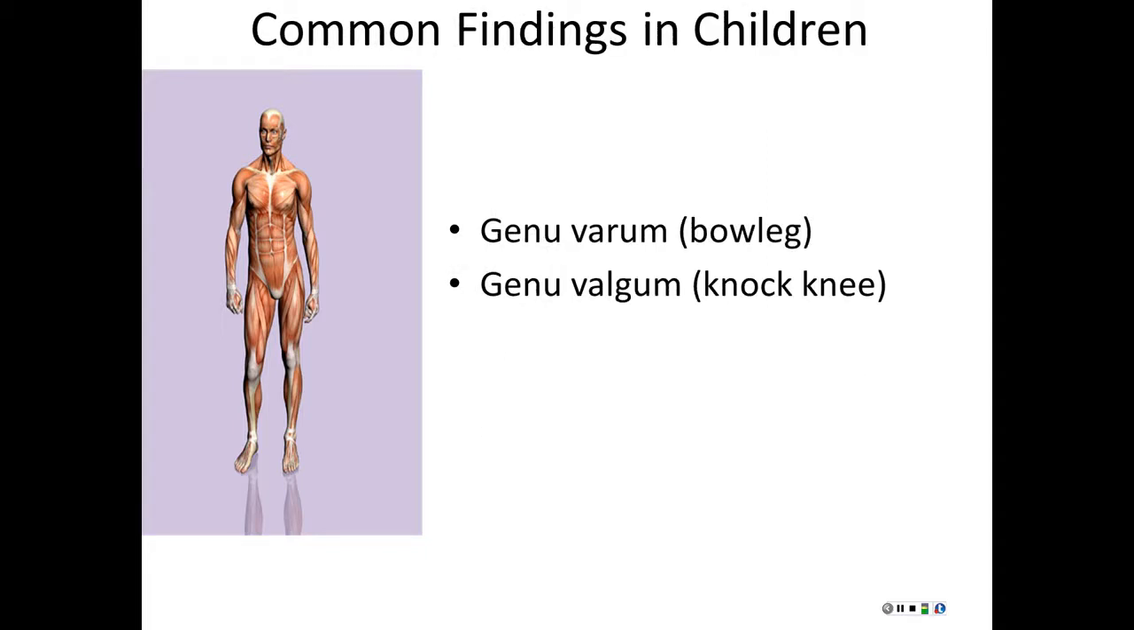Realize genu varum is bow leg and genu valgum is knock knee. There's a lot of ways to remember it, but how I remember it is genu varum, V-A-R, with the A-R like an arrogant cowboy, and they're bow-legged. And valgum, you remember you put a piece of gum and keep your knees together. Valgum is knock knee because you got the gum to keep the knees together. It's kind of silly, but it's how I remember it.